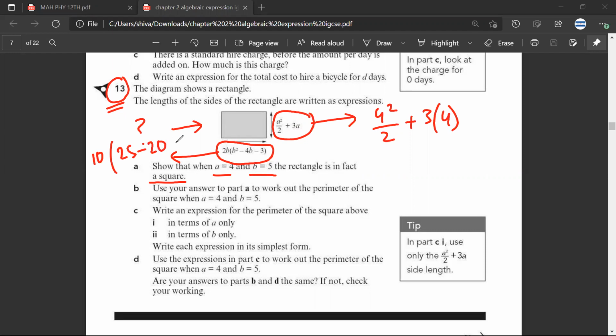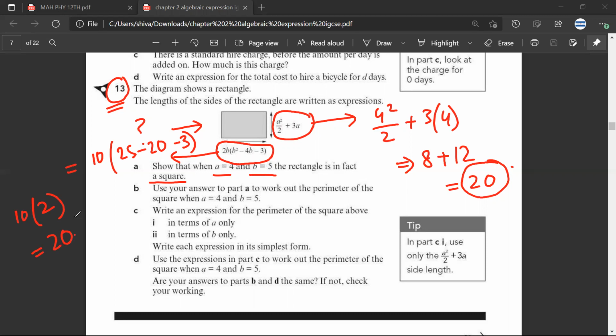So Aryaman, is it correct? 16 upon 2. 8 plus 12. 5 minus 3 is 2. 2 into 10 is 20. So both of these are 20. So this is actually a square.